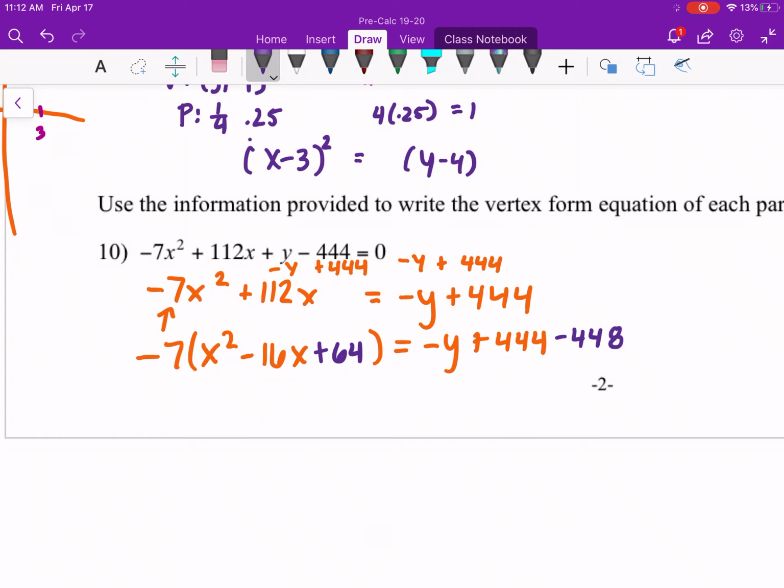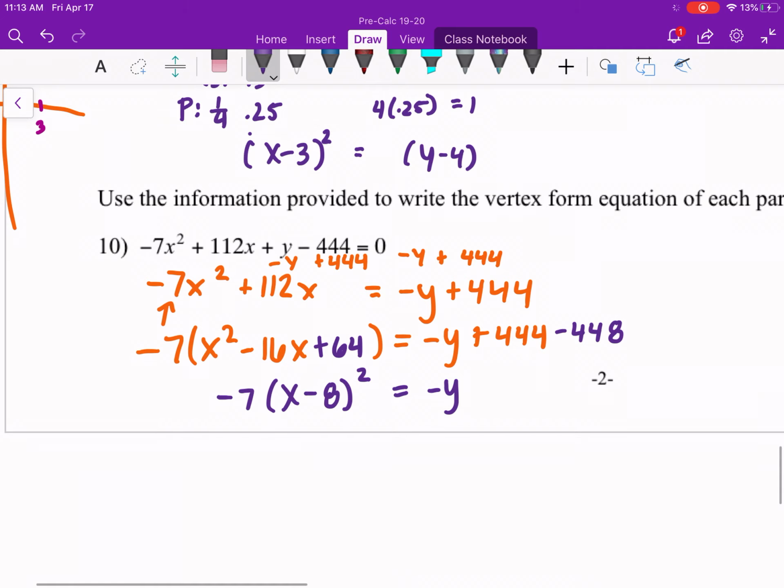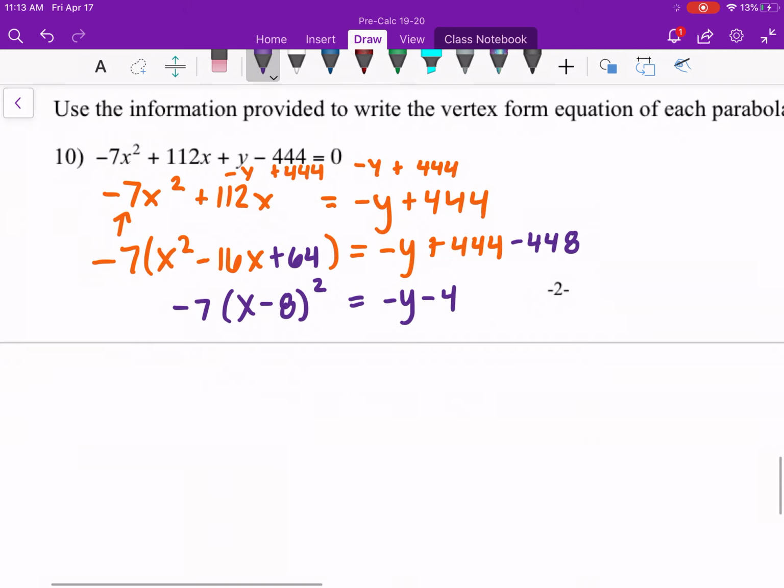on the right side. So what I'm going to do is I'm going to say -7, and then again, I don't need to work hard to figure out this number because I invented it, so it's going to be half of the b term. So I've got x minus 8 squared equals -y plus 444 minus 48. I'm going to go ahead and combine those, and that's going to be, oops, it's not going to be positive anymore. 444 minus 48 is going to be -4. And so we're almost there.